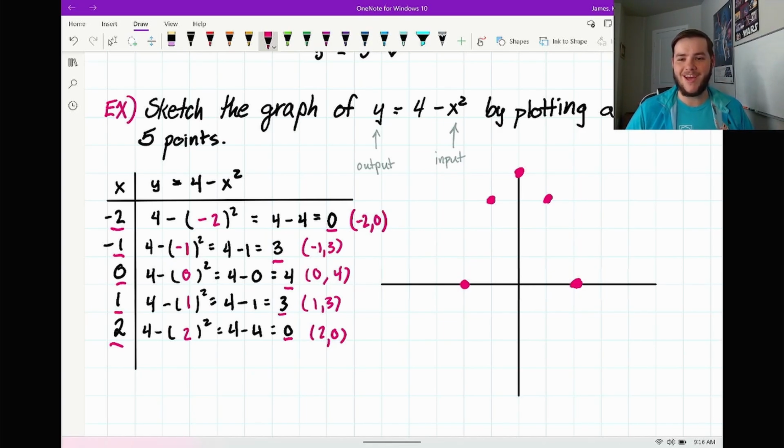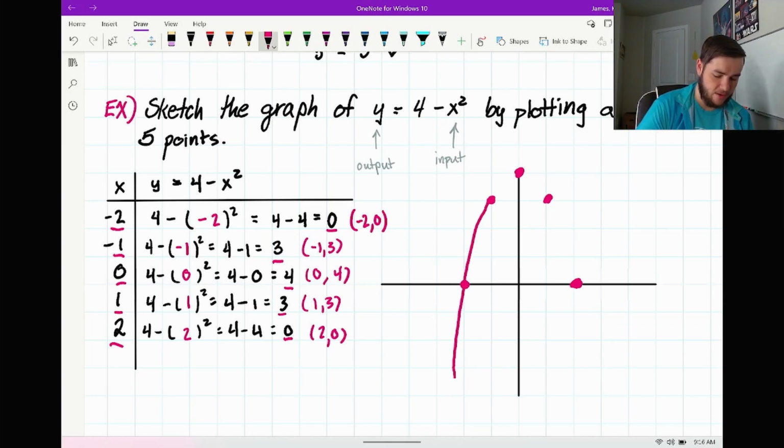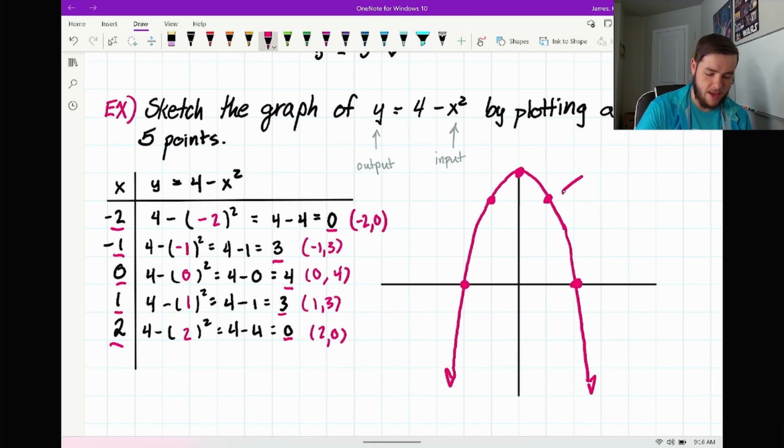Now we can actually sketch its graph by connecting the dots. And I get this upside down U shape here, which this shape actually has a fancy name. We call this shape a parabola.